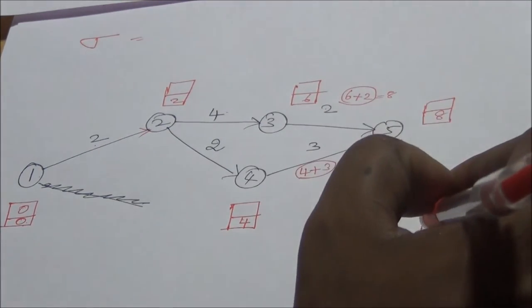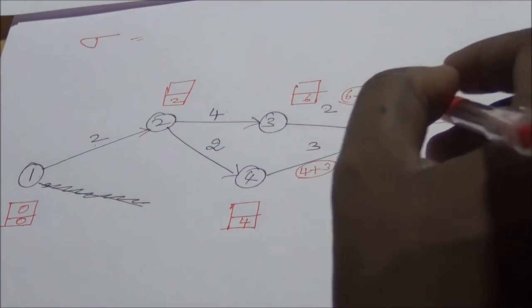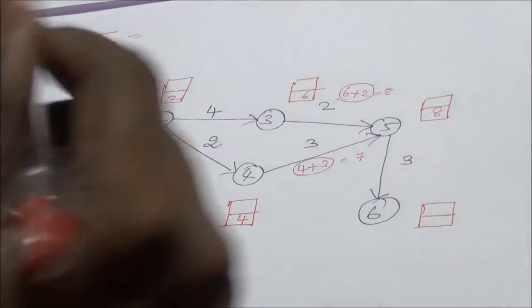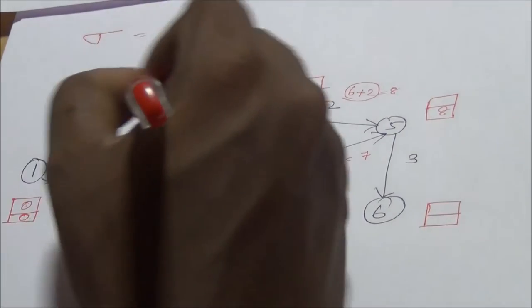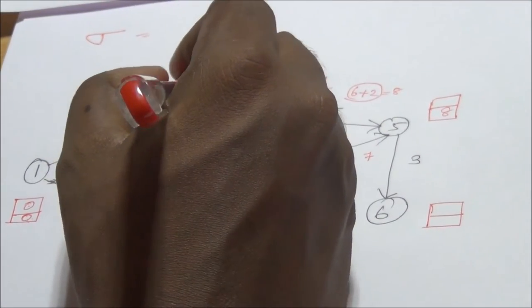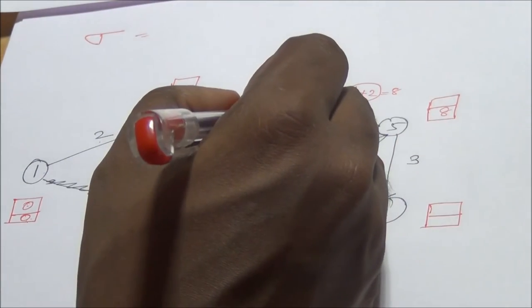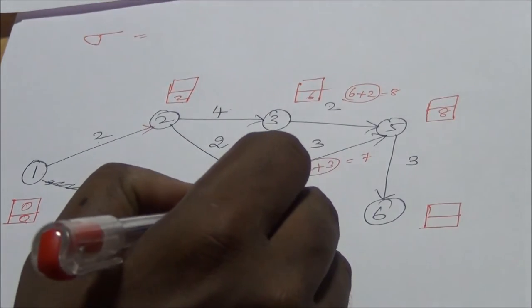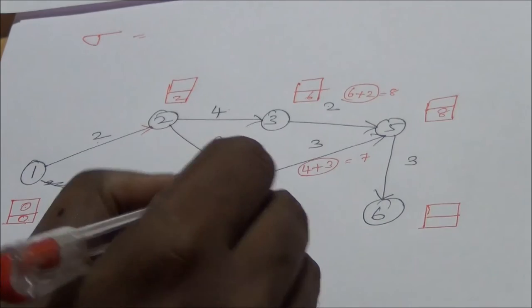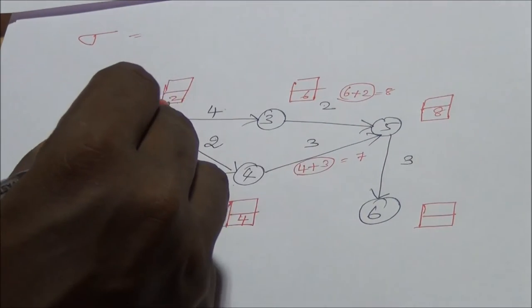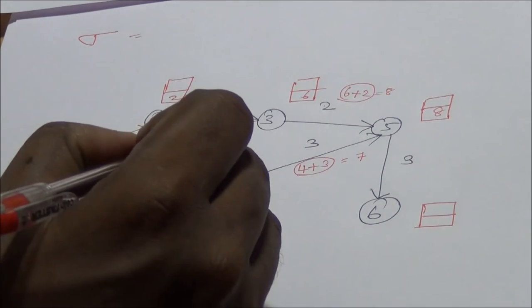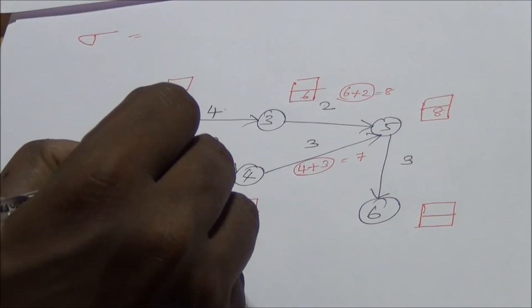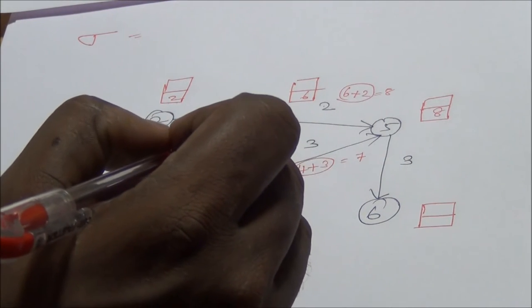I think there is a mistake here, so let me check. It is 0 plus 2, it is 2. For 3 it is 6, okay. For 4 it is 2 plus 2, that is 4.